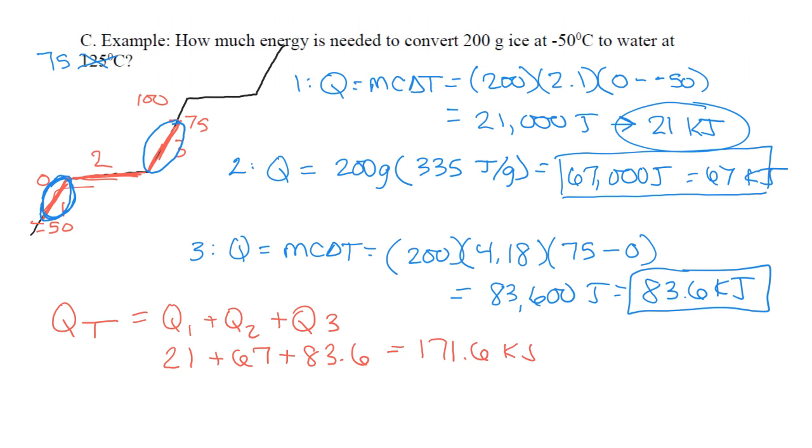171.6 kilojoules of energy. Okay, so with our heating curve, you have to figure out what parts of the heating curve are involved in the calculation, separate it into the different sections, calculate them separately, and then add them together. So we're going to do a lot of practice with this in class, with calculations with heating curves and our calorimetry calculations.